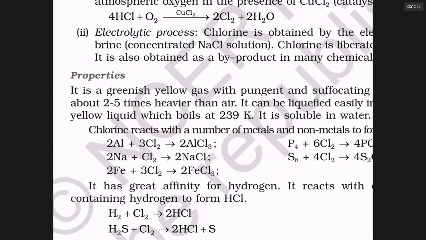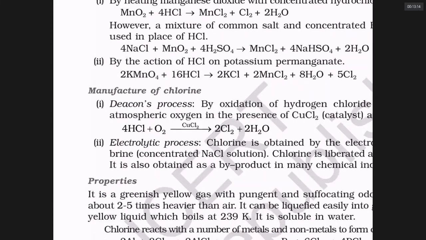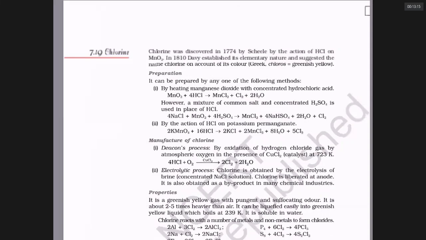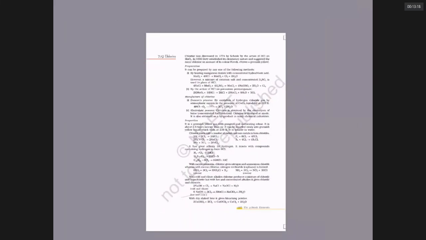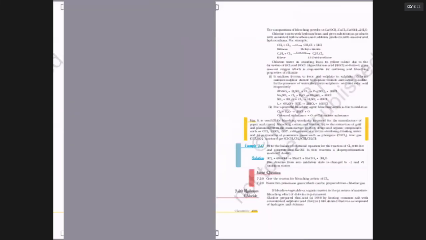We should know that chlorine is 2.5 times, not 2 to 5 times, heavier than air. This is how chlorine is prepared by oxidation of HCl using oxygen and copper chloride catalyst. So we have learned about this. You have to read the NCERT book thoroughly, no excuse.